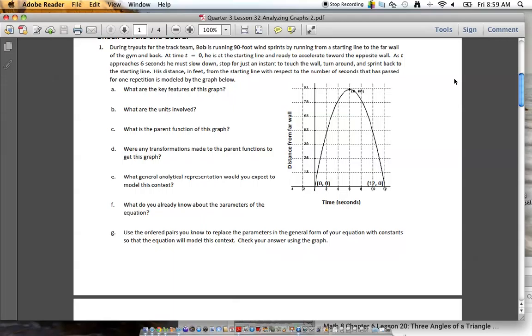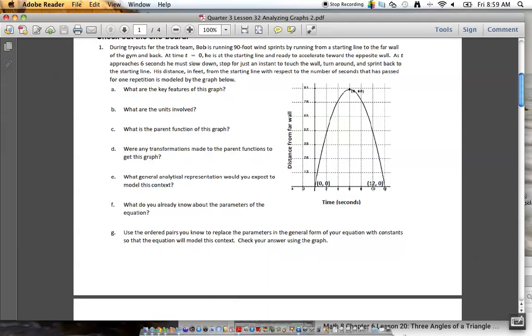What general analytical representation would you expect to model this context? Well, it's a quadratic, all right? What do you already know about the parameters of the equation? Well, I know there's a negative, I know there's vertical and horizontal shift, and I know that it's getting more narrow. Use the ordered pairs to replace the parameters, and so on.